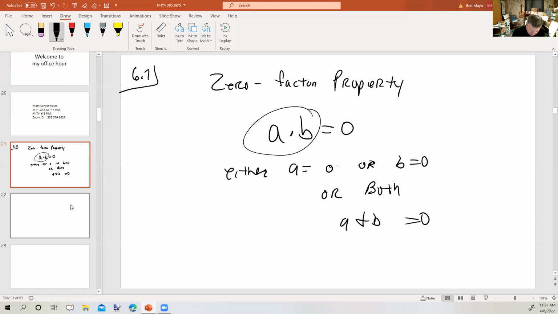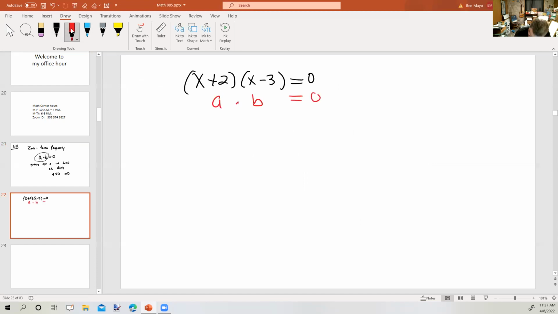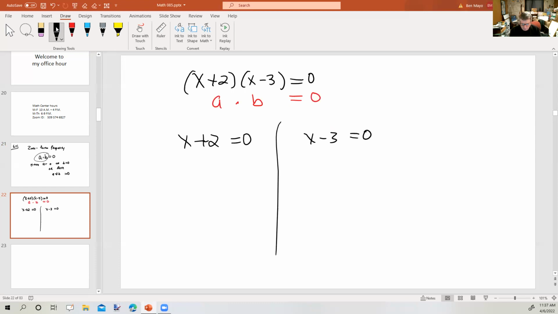How are we going to use this? Well, we're going to use this along with factoring to solve second-degree equations. Let's take, for instance, the following situation: x plus 2 times x minus 3 equals 0. Well, this is in the form of A times B equals 0. So that means that either A equals 0 or B equals 0 or both. Okay so far?